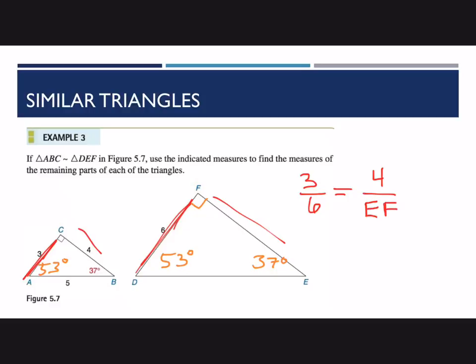x. Okay, or maybe I'll even label this one EF. All right, and then you can cross multiply to solve. So you would get 3EF equals 24, and then divide by 3, so EF equals 8.